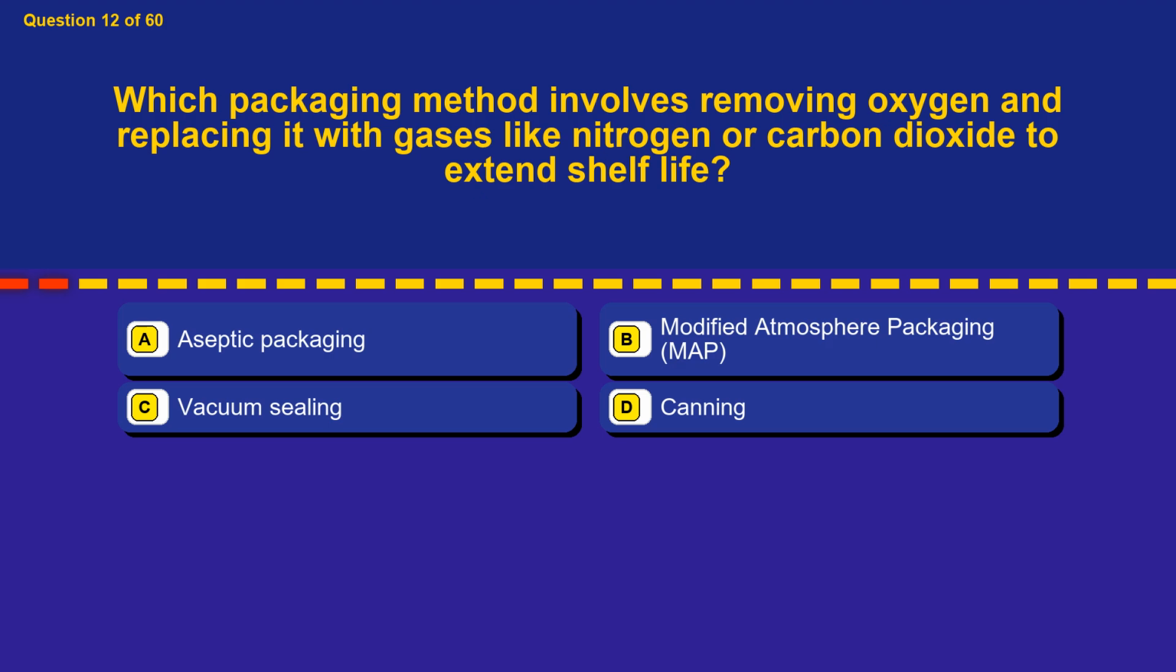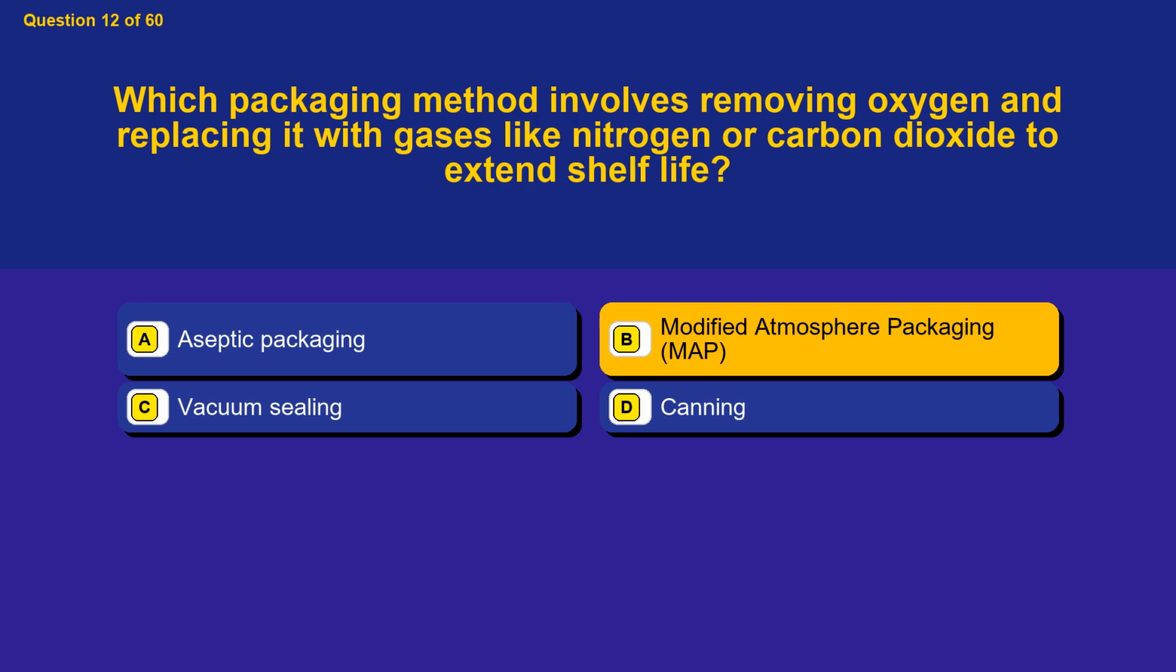Question 12. Which packaging method involves removing oxygen and replacing it with gases like nitrogen or carbon dioxide to extend shelf life? Option A, aseptic packaging. Option B, modified atmosphere packaging, MAP. Option C, vacuum sealing. Option D, canning.